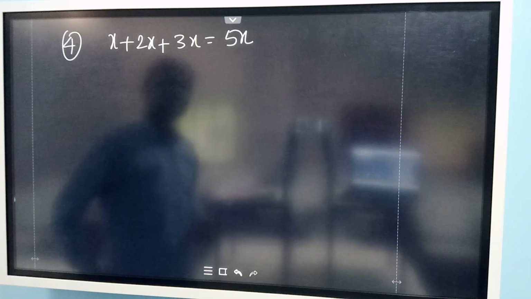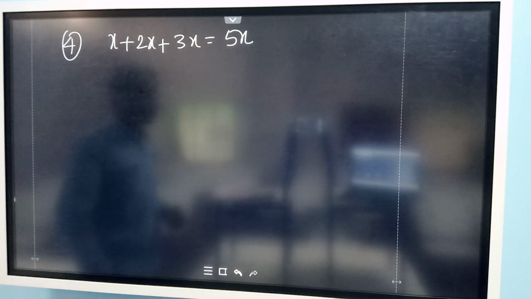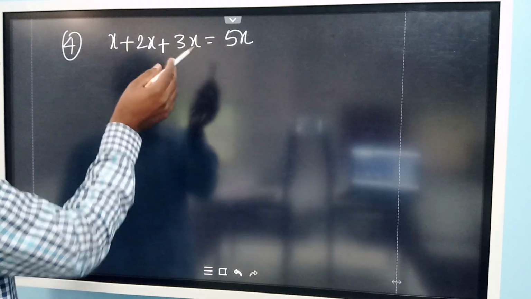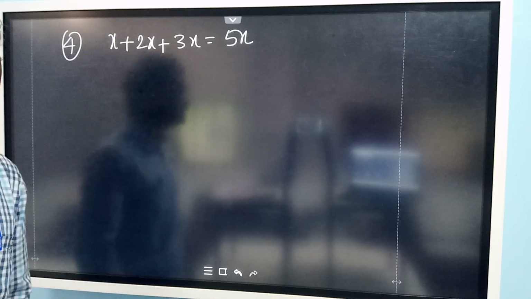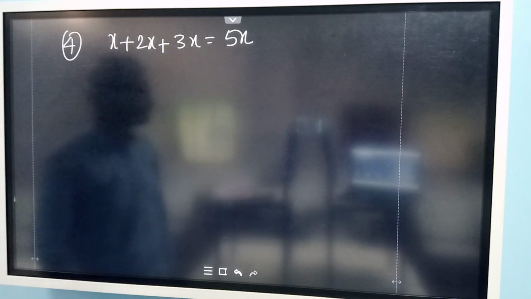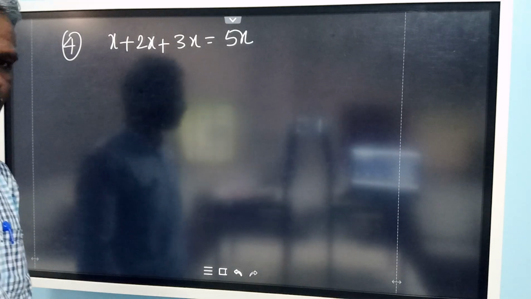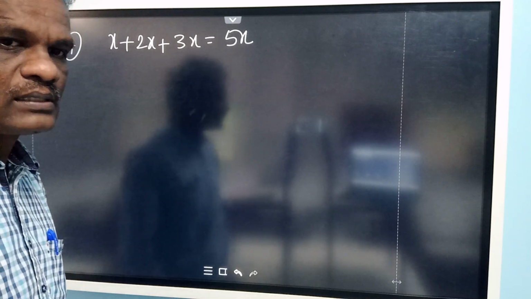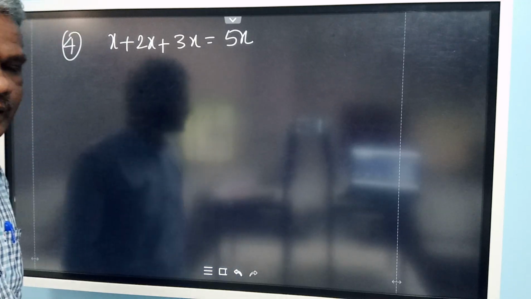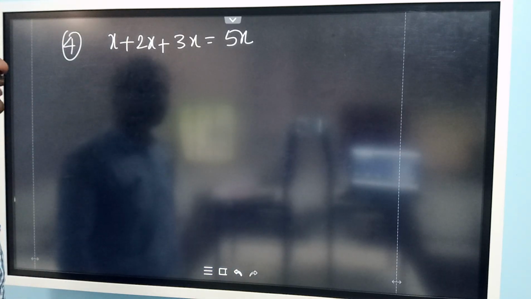So now we'll look at this. Left hand side is having x plus 2x plus 3x. The answer here on the right hand side is 5x. What is wrong? What is the wrong thing here? Identify the error in this.